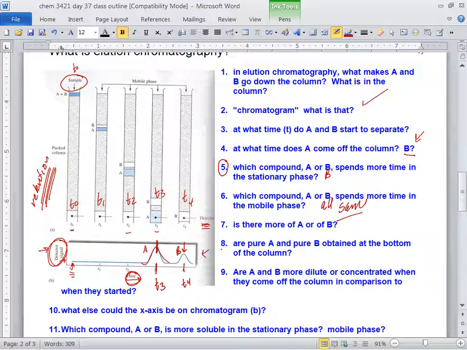How about this? In all chromatography methods, do you get pure A and pure B at the bottom of the column? Pure A and pure B? Jeff, what would you say? What else would you get?